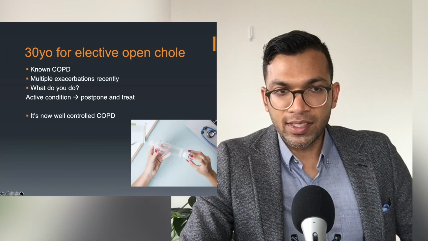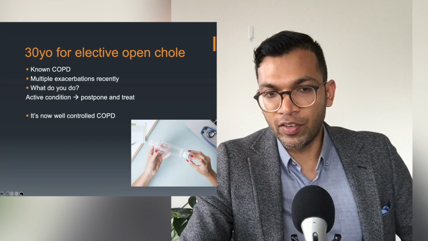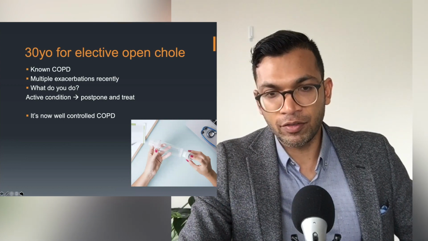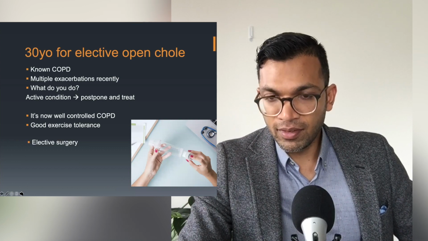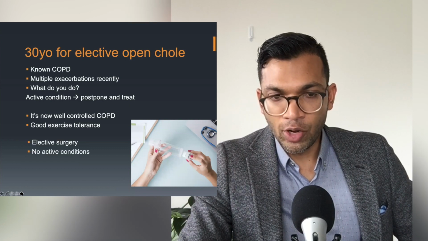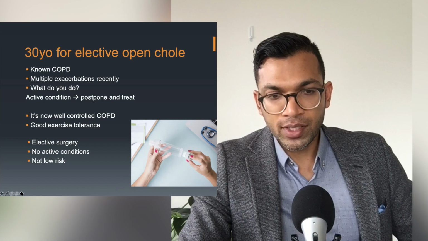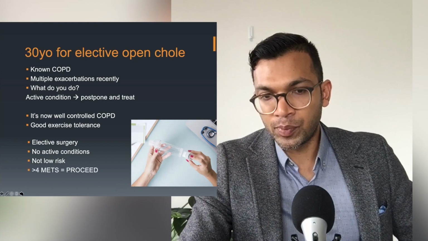Let's give you the hypothetical. It's now well-controlled COPD after a period of optimization. You see this patient on another future list. They've got a good exercise tolerance. Therefore it's elective surgery, no active conditions, it's not low risk, and greater than 4 METs equals proceed.